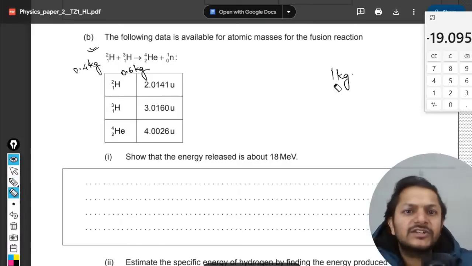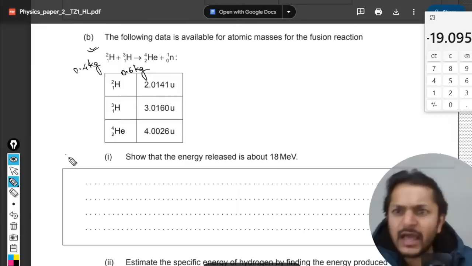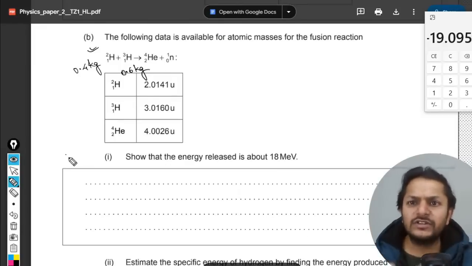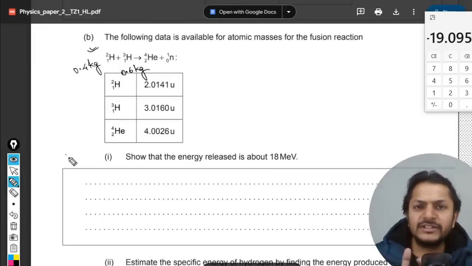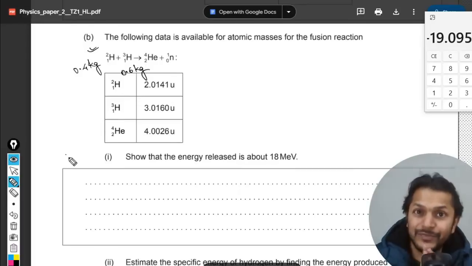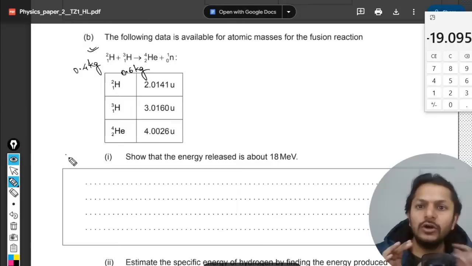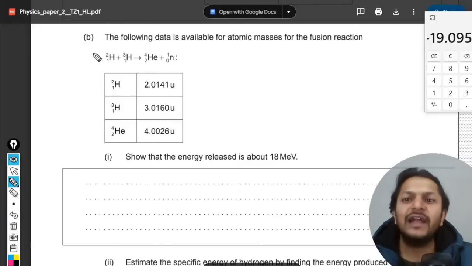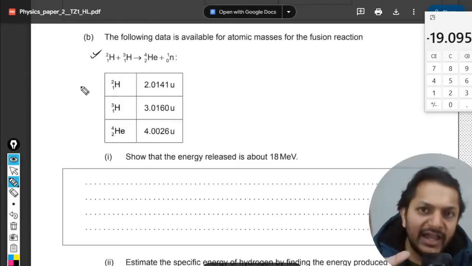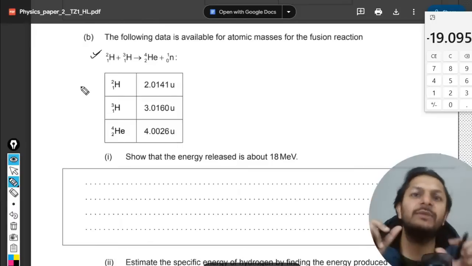Now, at this point, students will be confused. Like, what is happening? Why is 0.4 given separately and 0.6 given separately for tritium? How to deal with this now? So, the reaction that is given here can be understood in two different manners.